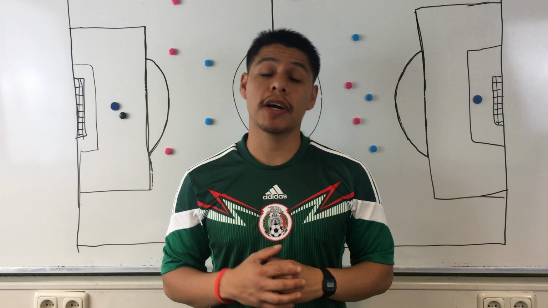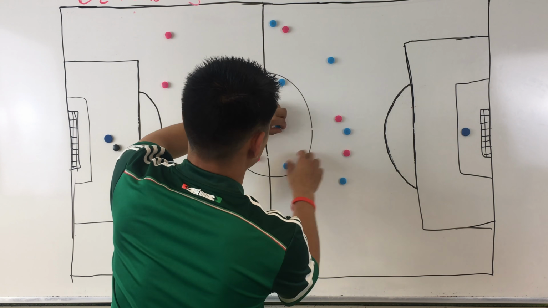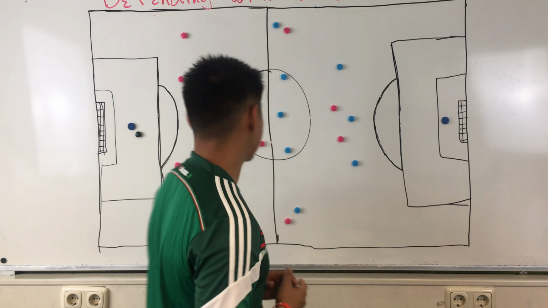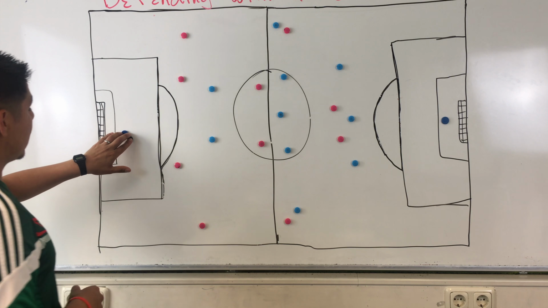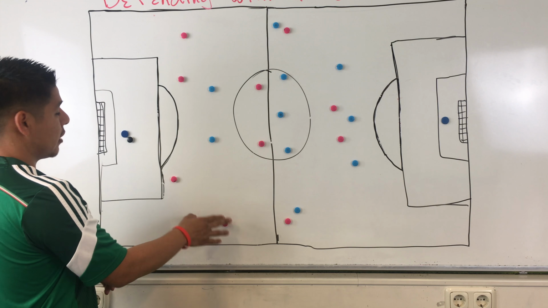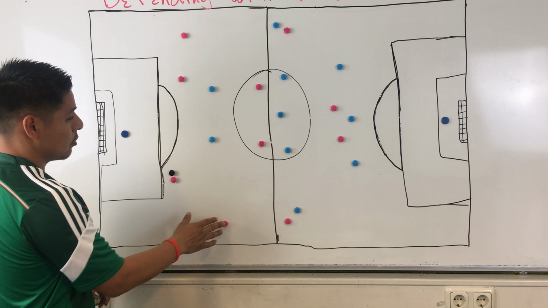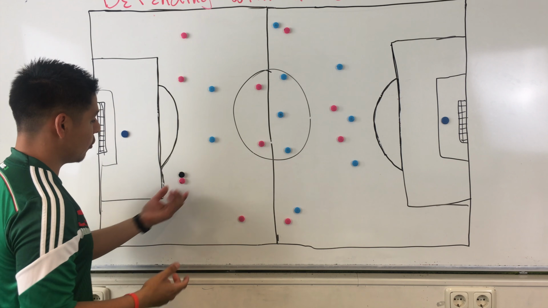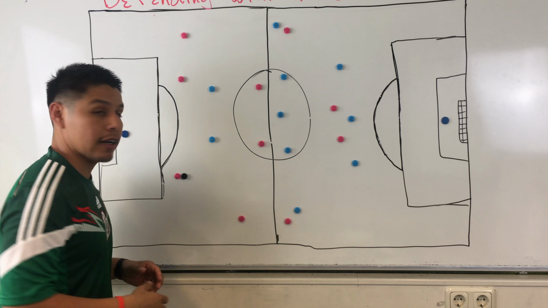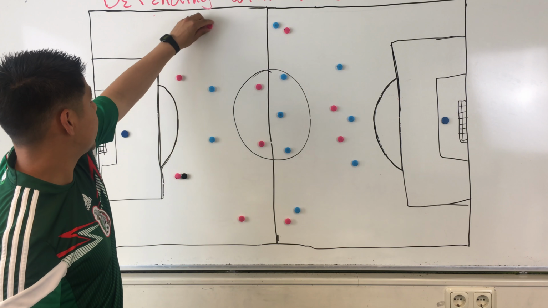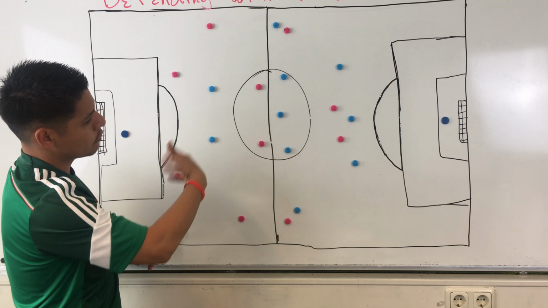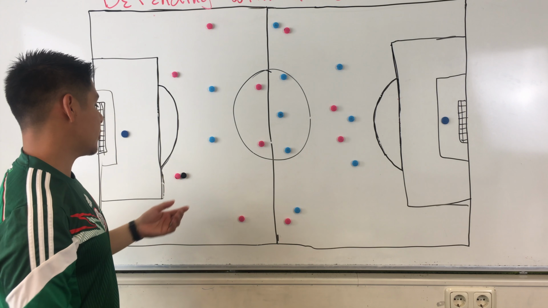So today we're going to talk about defending with a 3-5-2. Let's get started. So here we'll be starting off with a goal kick. This is your typical start from build-up play, and we're doing a 3-5-2 versus a 4-4-2 formation.